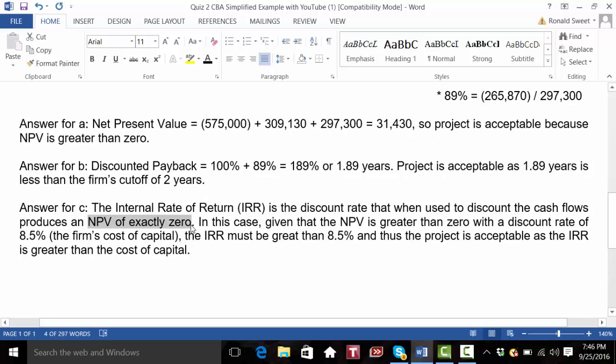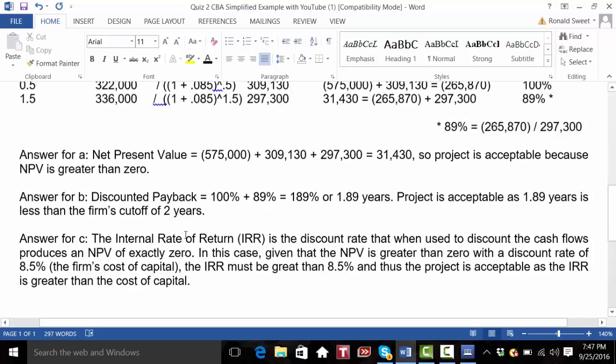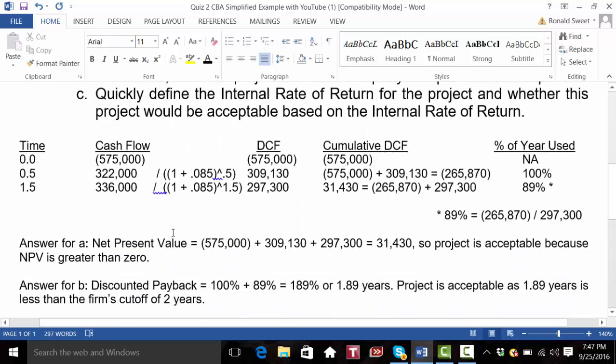Now, I'm not asking you to calculate the internal rate of return, but you'll know that in this case, given that the net present value is greater than 0, using a discount rate of 8.5%, remember we use the firm's cost of capital, we must know that the internal rate of return must be greater than 8.5% because the net present value is positive. And thus the project is acceptable because the internal rate of return is greater than the cost of capital. And that's what we're looking for here on this question.